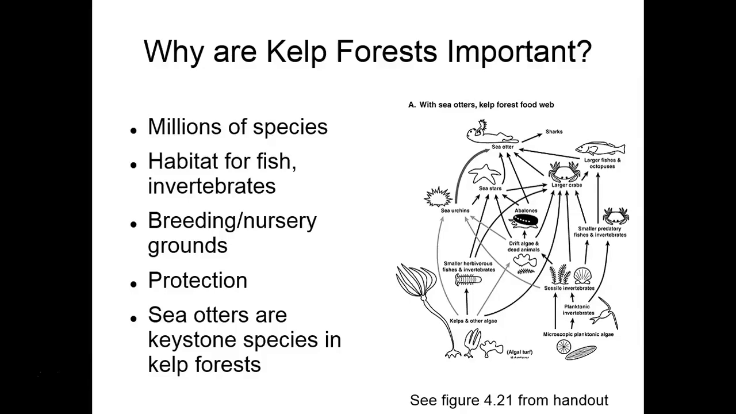And the food web over here is showing you an example food web of a kelp forest that has a sea otter in it. So sea otters are actually really important for kelp forest health. The sea otter, as you can see here, eats lots of different types of invertebrates. It can even eat fish.